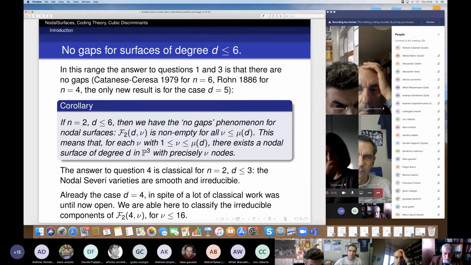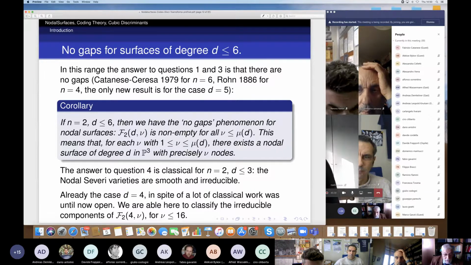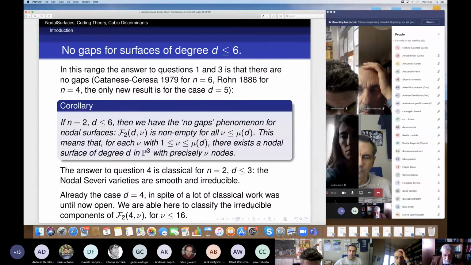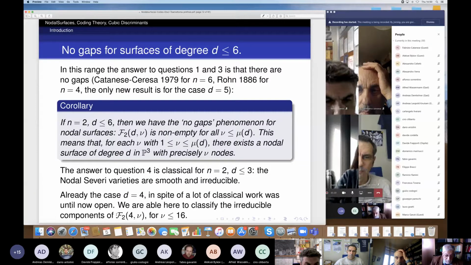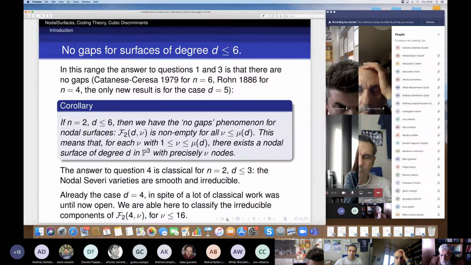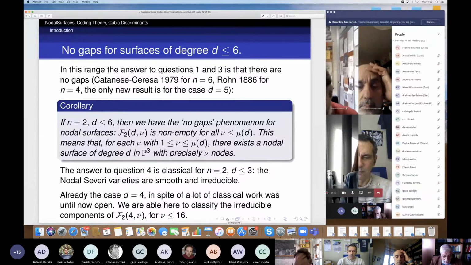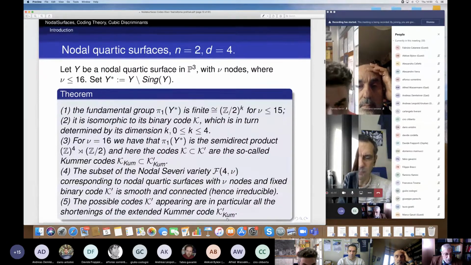Now, the case of cubic surfaces is classical, and the nodal Severi varieties are smooth and irreducible. So we go to degree 4. In spite of many books written on the topic, the question was completely open up to now. We are able to classify the irreducible components of the variety of quartic surfaces with ni nodes for each ni at most 16. So I will first give the statement to see what the result is, then I will explain the words in the statement, and after that, I will comment on the proof.